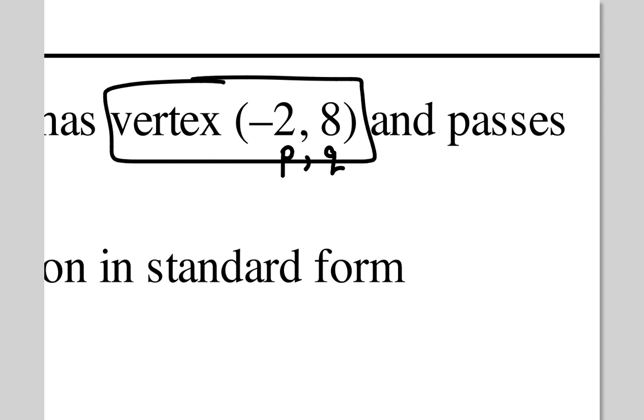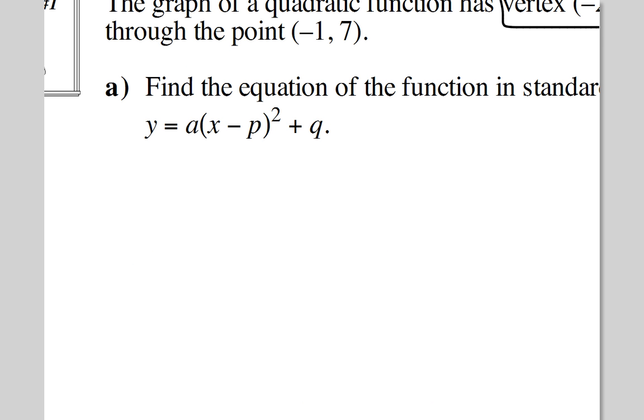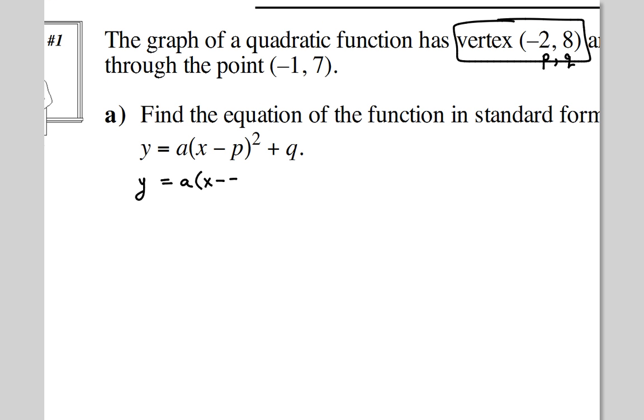Okay, so let's do that now. Y equals a, x minus -2. This is a step probably all of you can skip, but I'm going to do it. And a lot of you can skip that step because you're smart people. And you get this: y equals a(x + 2) squared plus 8. Agreed? And that secondary step, if you're quick and bright and you remember it, you don't have to write it.